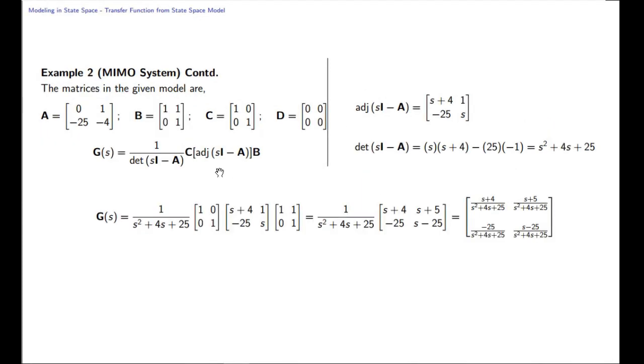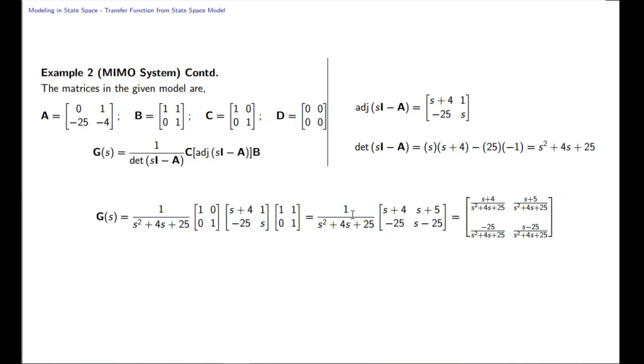Directly put all this: 1 by the determinant of SI minus A, which is this, into C. C matrix is this, into the adjoint matrix. The adjoint matrix is this, and the B matrix is already there. I put this matrix here. If I multiply all these three matrices, I will get a 2 cross 2 matrix, because all matrices are 2 cross 2. Therefore, the result also will be a 2 cross 2 matrix. And this is what you will get if you multiply.